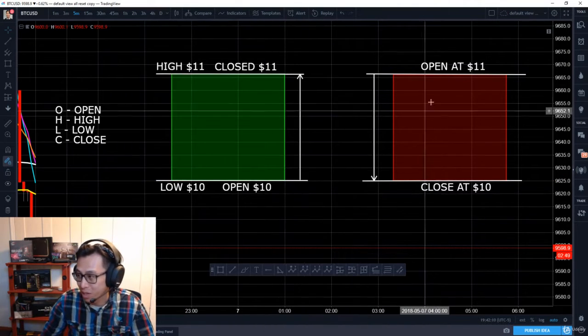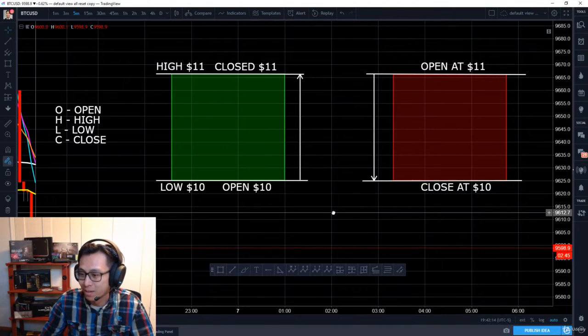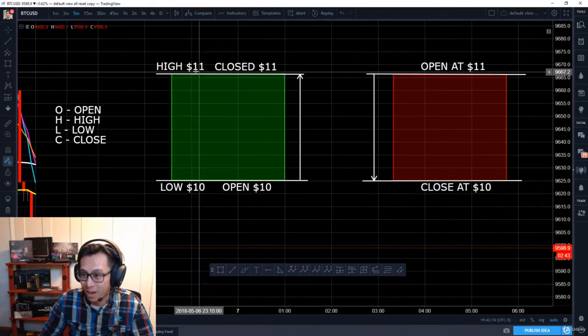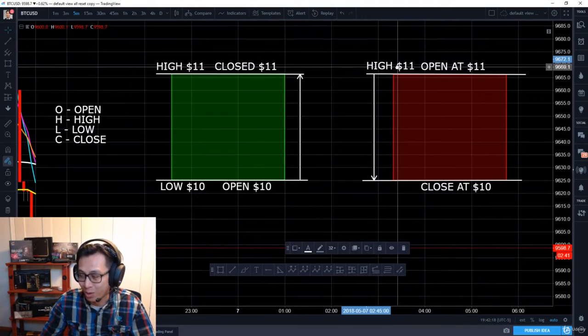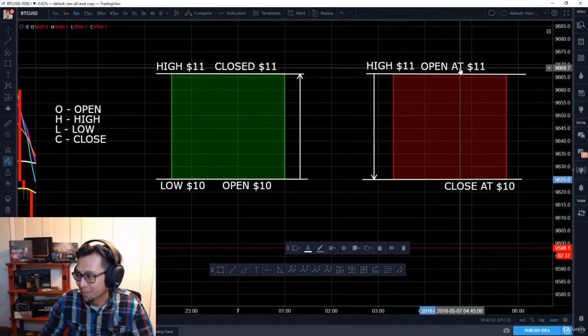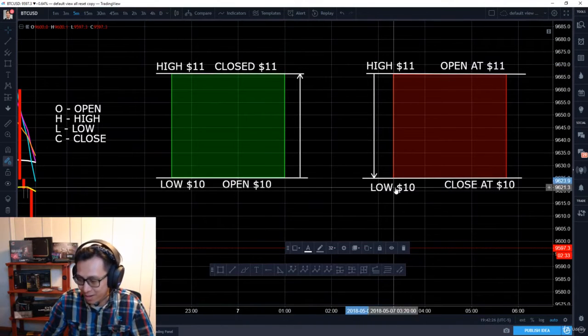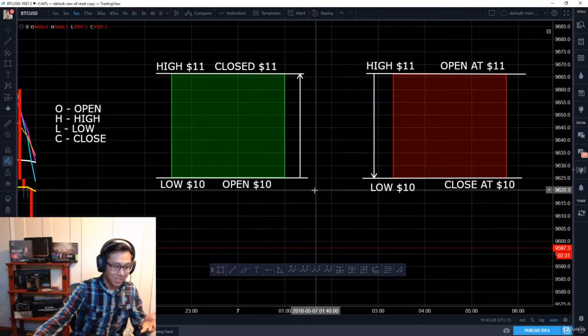So for this one right here, what do you guys think the high is? Take a guess. Yeah, if you said the high was also $11, you got it. What do you think the low is? If you said the low was $10, you got it. Okay? So pretty easy concepts, right?